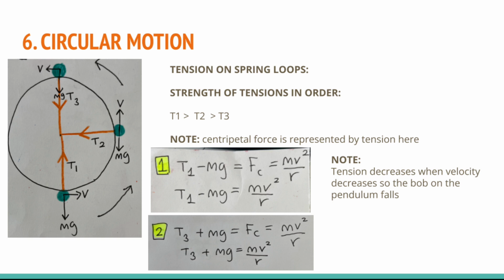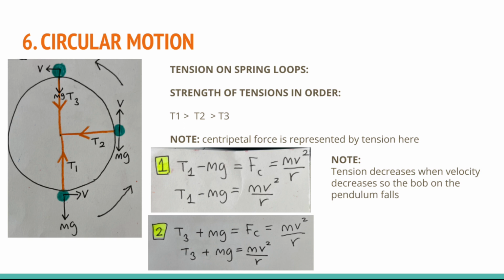Why is it the strongest? This is because it works in the opposite direction to its weight, whereas for tension 3, the weight and the tension work in the same direction. As you can see here, centripetal force is represented by this tension. And these are two equations that can be useful if this sort of question comes up. So tension 1 minus weight equals centripetal force. But why is tension 1 minus weight? This is because tension 1 is much larger than its weight. This means that tension 1 prevents the particle from falling down, whereas tension 3 and the weight are added together to equal the centripetal force.